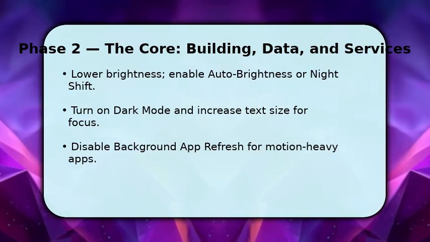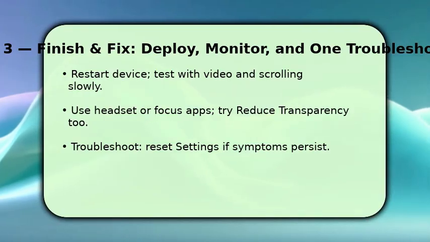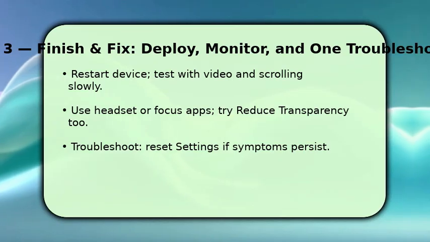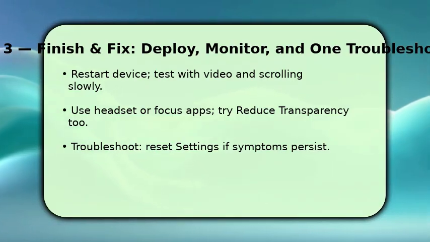To finish, restart your iPhone so all accessibility changes apply cleanly, then test with a short video and slow scrolling to confirm relief. Use a headset or Focus app to limit sensory input when necessary. If you still sense motion, enable Reduce Transparency to remove blurs.